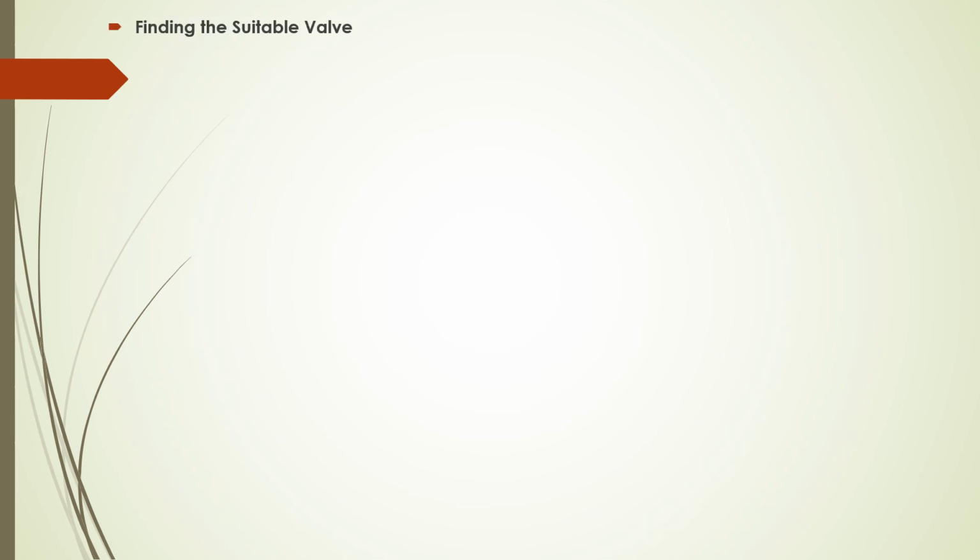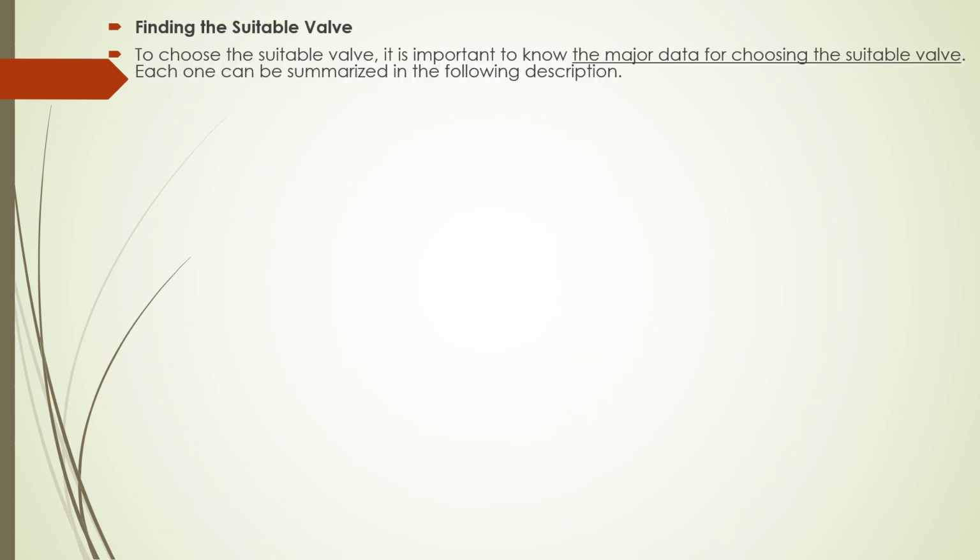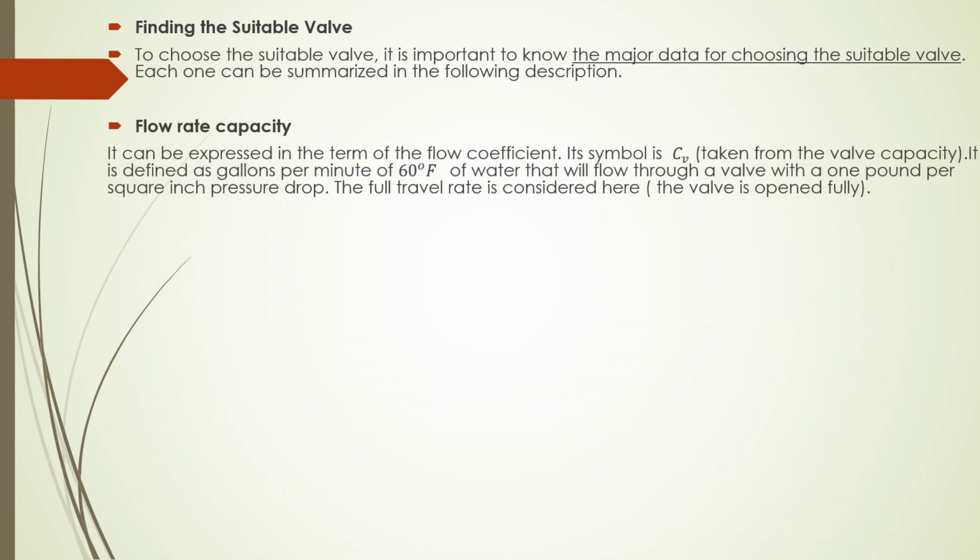How to find the suitable valve? To choose the suitable valve, it is important to know the major data for choosing the suitable valve. Each one can be summarized in the following description. The flow rate capacity. It can be expressed in terms of the flow coefficient. Its symbol is the Cv.